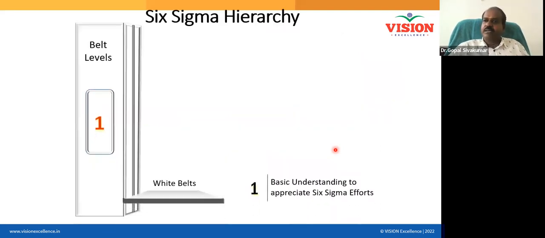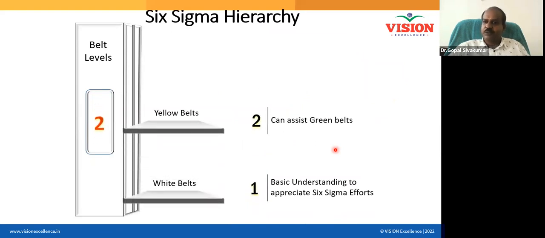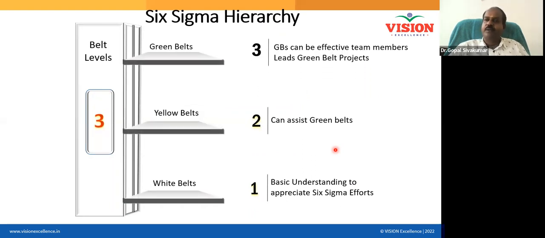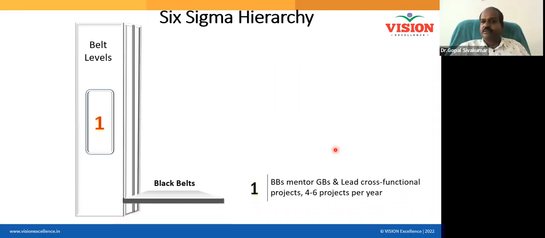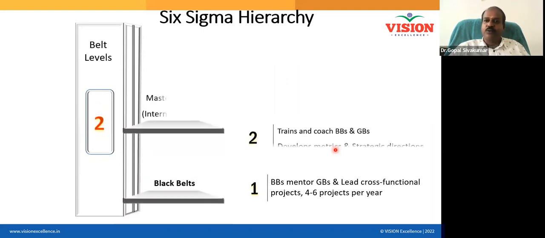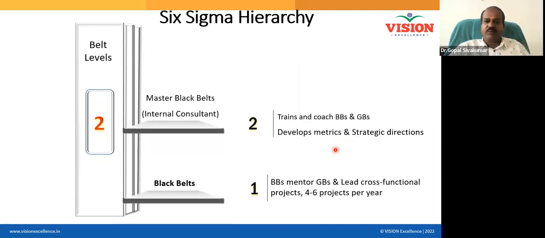So white belt is awareness, yellow belt is intermediate level, so that you can assist the green belts. And green belt, you are now an effective Six Sigma expert. You can even lead projects, but if the project becomes a little complex, then you must graduate to the next level, black belt, where some higher-end tools like DOE, design of experiment, and other things are required. And master black belts, now you are one out of 1,000. Now you are the one who is developing the KPI for the whole company.